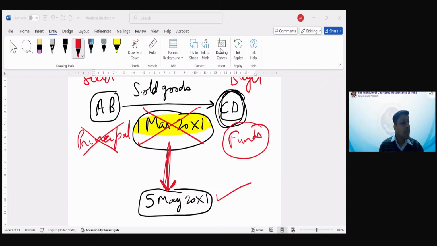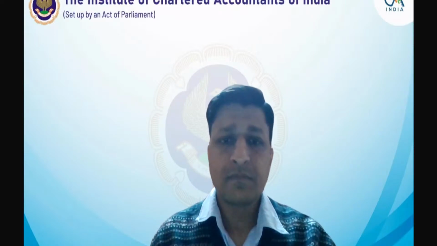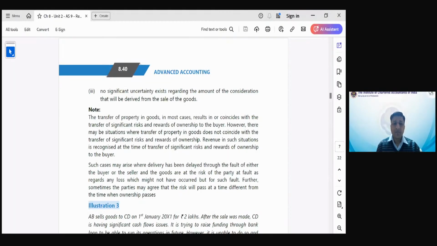All right. So now we can just look at one more situation. Okay, so let's look at one more example, and then we'll take a break. So now moving on to the next example. Okay, so this illustration 3, let's look at this.